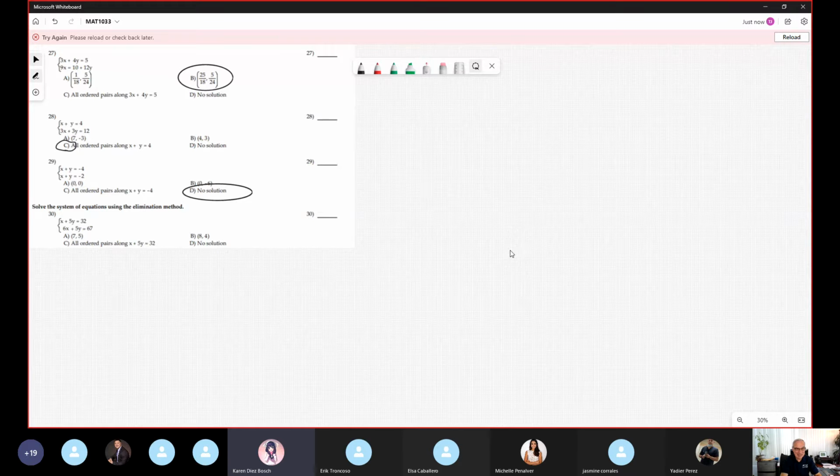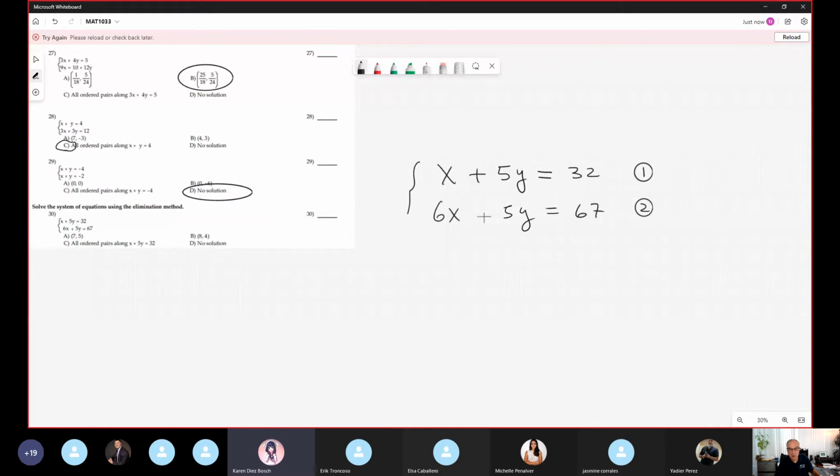What is the key idea for elimination? Suppose I copy this problem. x plus 5y equal 32, equation 1. 6x plus 5y equal 67, equation 2. This is my system. But suppose in real life nobody suggests substitution or elimination. You can do it by substitution because the coefficient here is 1, but no. I respect this command: elimination.